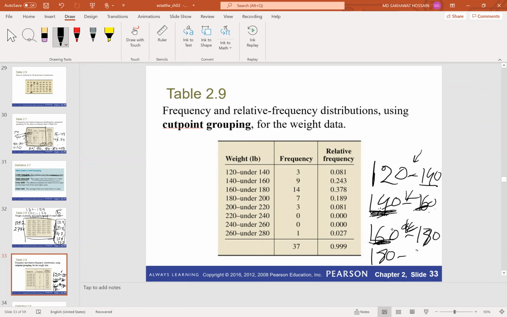Or actually, this is the safest one: 120 under 140. That means if you have 140, you have to include it in the next group, because 140 is not under 140, right? So there is no confusion if you use this type of grouping. This is called cut point grouping.